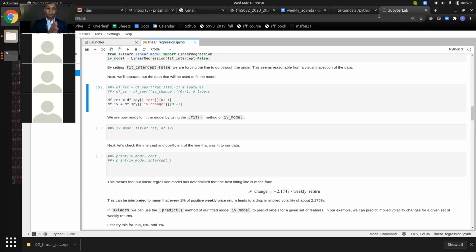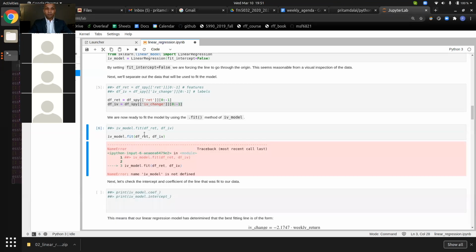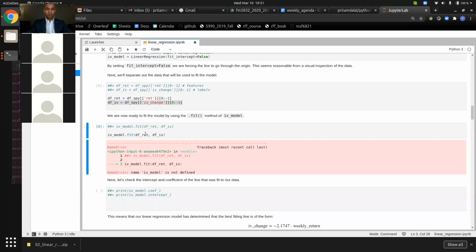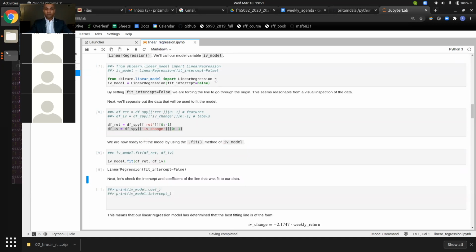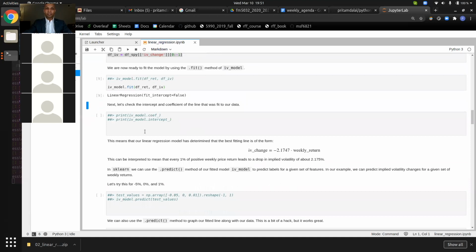Okay, so now we're at a point, since we've got our features and our labels separated out, we can go ahead and fit our model, which is done with the appropriately named fit method of our model object. iv_model.fit(df_return, df_IV). Oh, whoops, I didn't actually run this, sorry. Cool. So now that's done, let's check our intercept and coefficient.